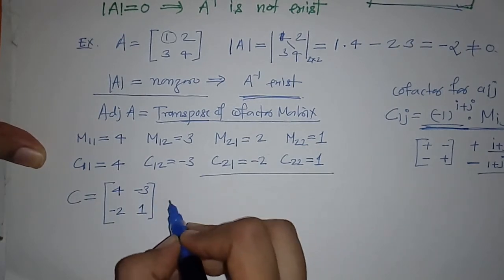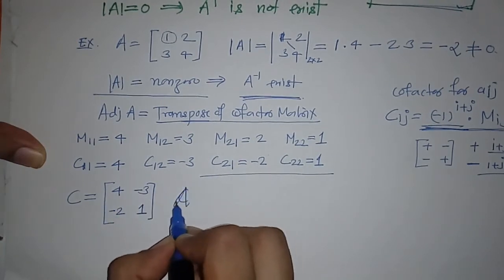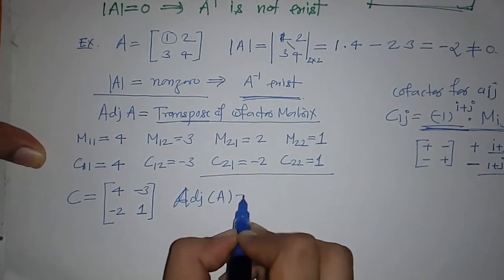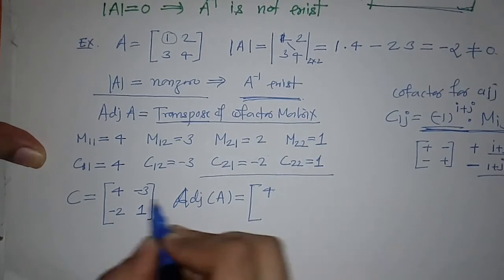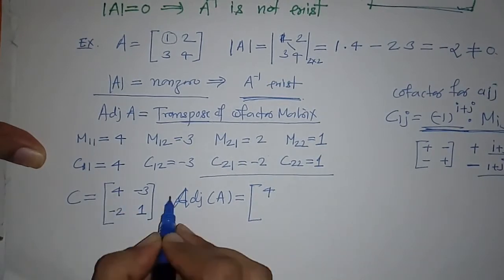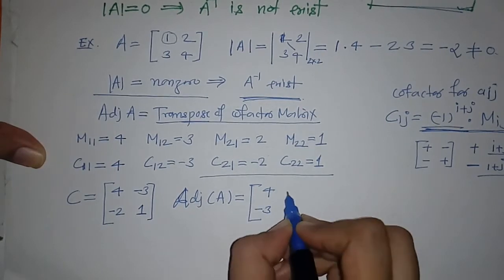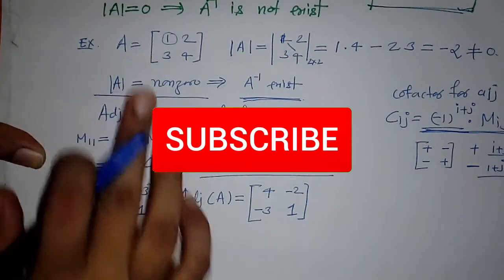Yes. Now we have to find its transpose, and the transpose is called the adjoint of that matrix A. So we have to take its transpose. What is the transpose? By interchanging rows and columns. So we will interchange the rows into columns. Yes. So we got the adjoint of this matrix A.